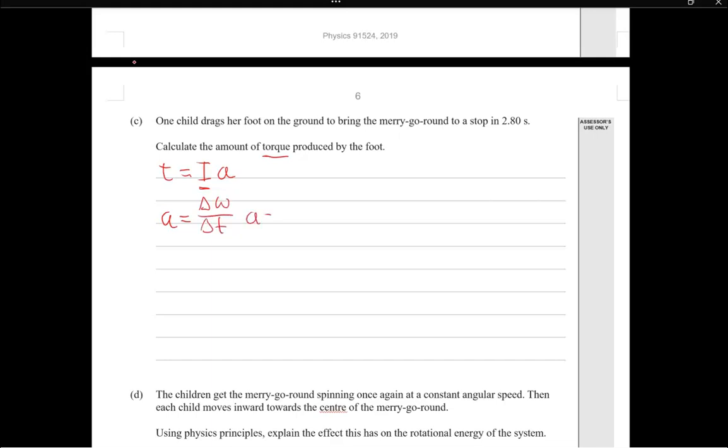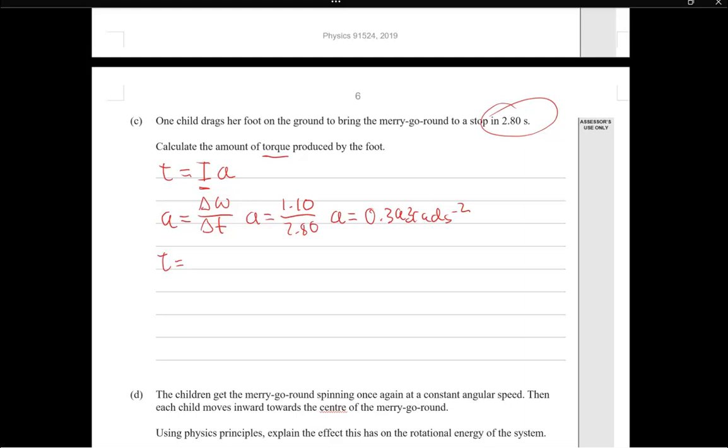So that's going to equal 1.1, what we found before, divided by 2.8, which is the time it takes to stop. And that's going to equal 0.393 rads to the minus 2. Now I've got that, so torque equals.